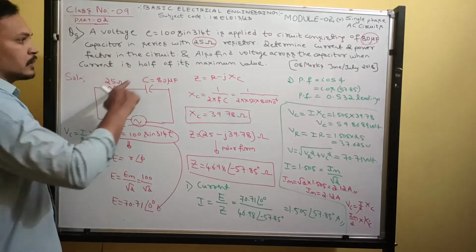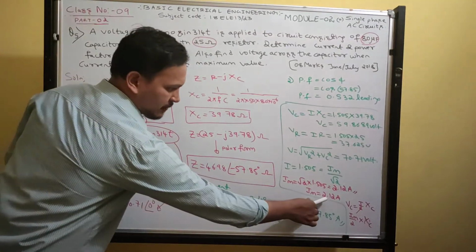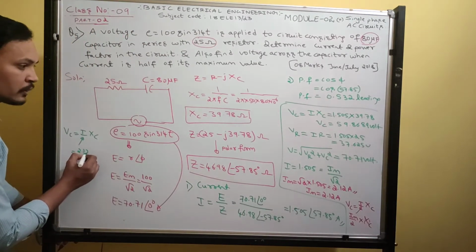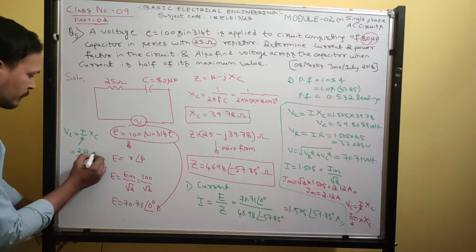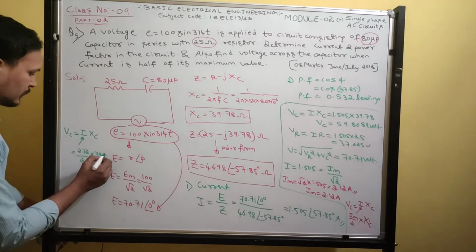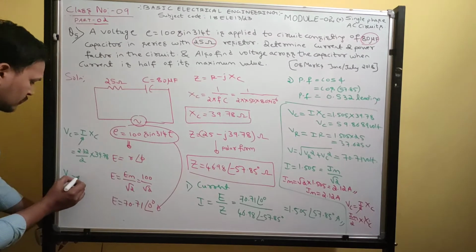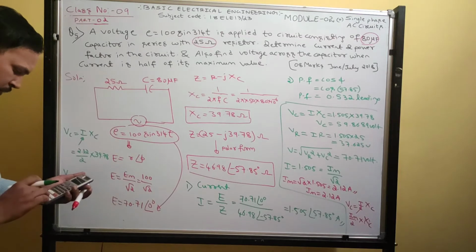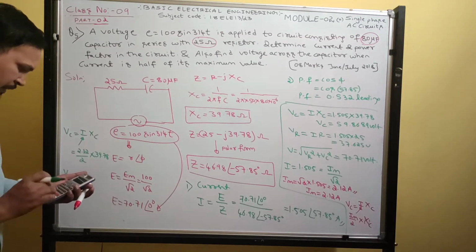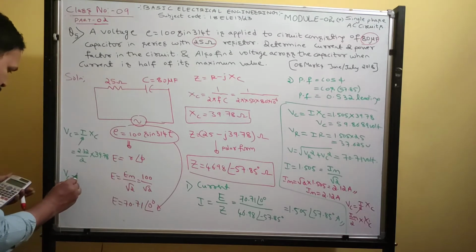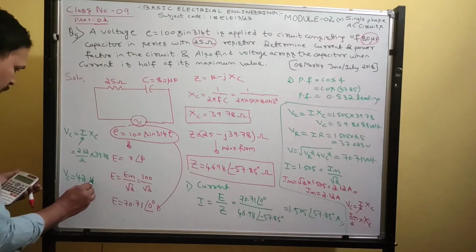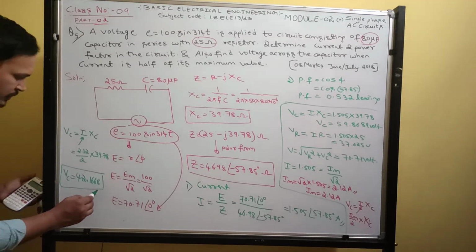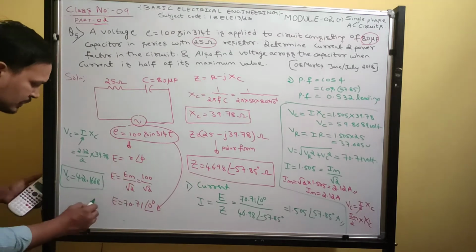Determine the voltage across the capacitor when the current is half of its maximum value. I calculated the maximum value, and half of that maximum value you take. So that becomes 2.12 divided by 2, multiplied by the capacitive reactance, 39.78. This gives the voltage across the capacitor: 42.1668 volts. After the decimal you can write minimum 2 digits, and maximum any number.